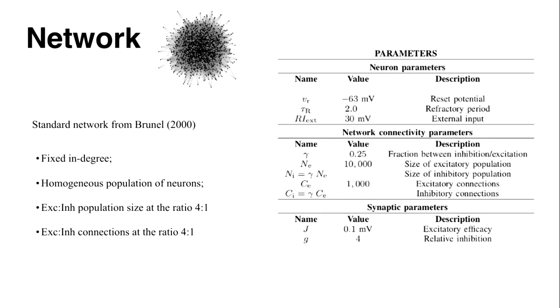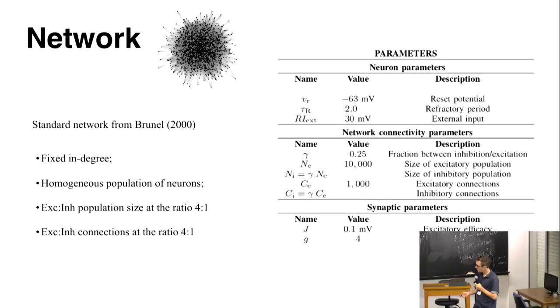I know most of you know this one from Brunel 2000. It's just a fixed in-degree network. You have of the order of 10,000 neurons, a homogeneous population, so every neuron receives the same number of connections, and you have the same copies of the same neuron. And you have an excitatory to inhibitory ratio of 4:1, and this also goes for the connection ratio.